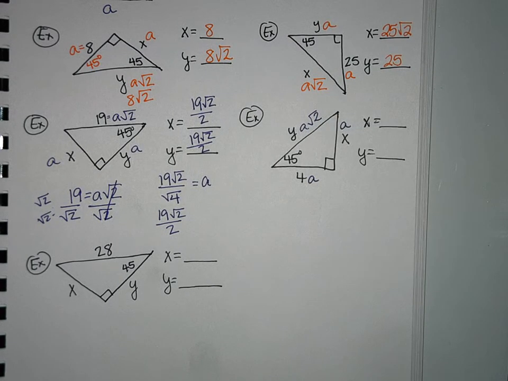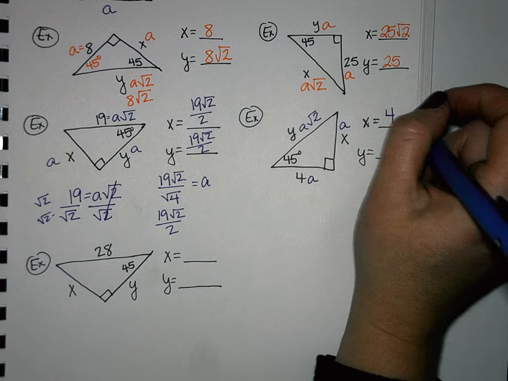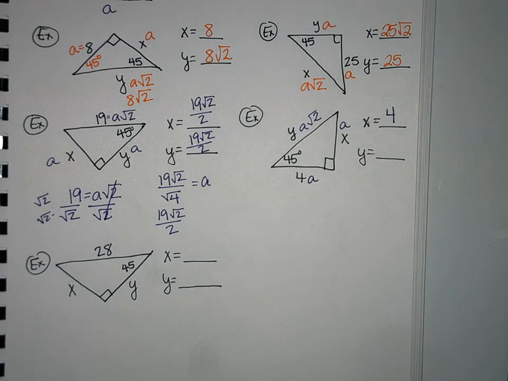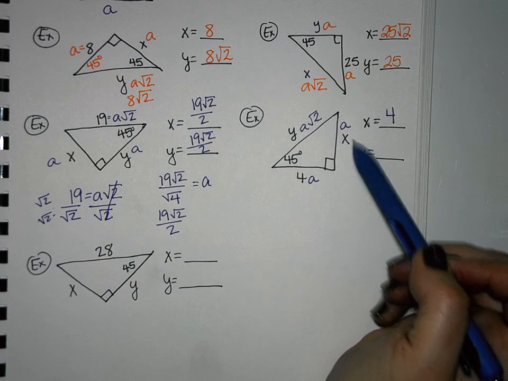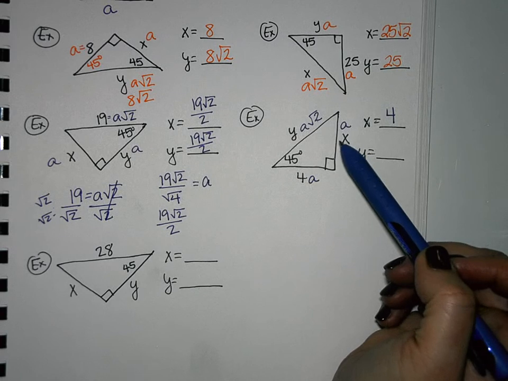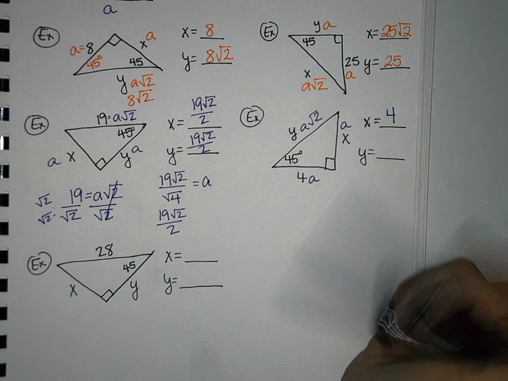So how does that help us figure out what x and y are? Isaiah, what's x? 4. And then Jesus, what's y going to be? So y is a root 2, and we've already decided a is 4. Four root 2.